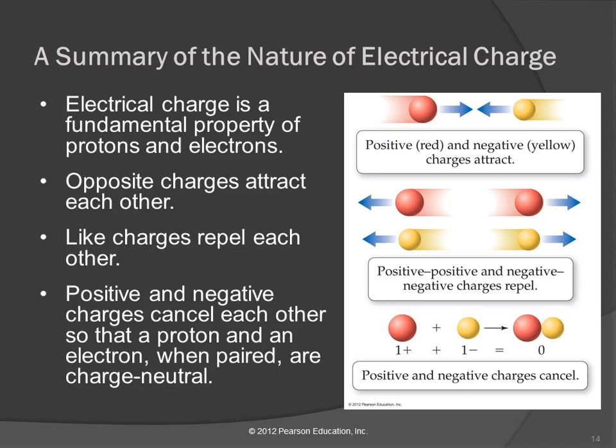We also can talk about adding charges, just like we add positive and negative numbers. So if you add a plus charge and a minus charge together, overall you're going to end up with something that's neutral. And that's what happens in the atom. We have negative electrons and positive protons. And when we have an equal number of them overall, the whole atom is neutral.